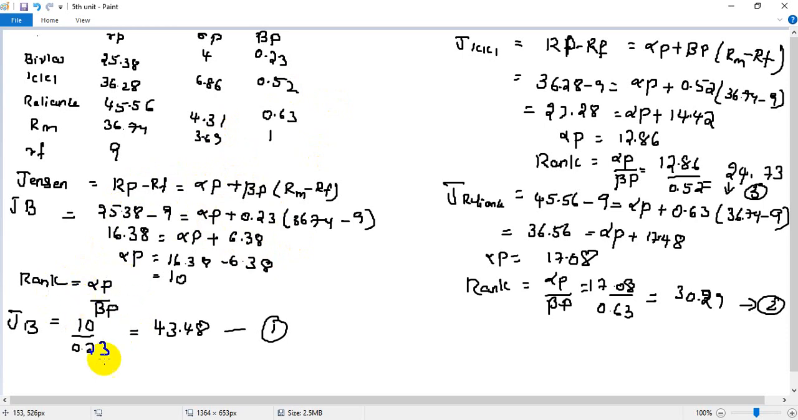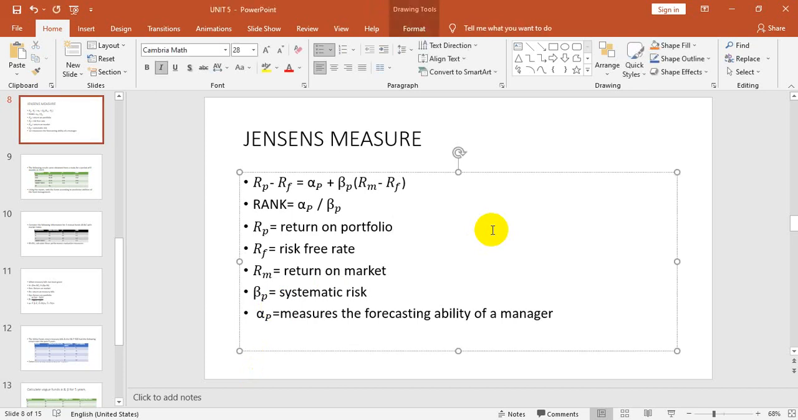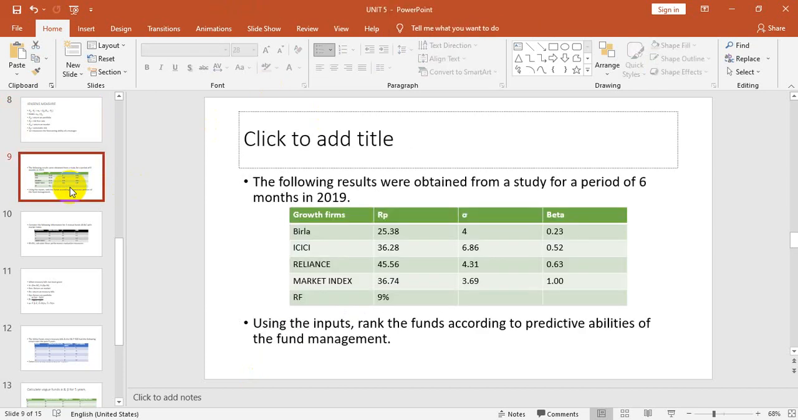Alpha p by beta p, you need to rank them. Whichever is more, give them first rank, the next one second, the next one third. So I hope this problem is clear. If you have any doubts regarding this, just ping me and I'm going to clear your doubt. So this is the problem we have just done. I hope it is clear to all of you. This is what we have taken.